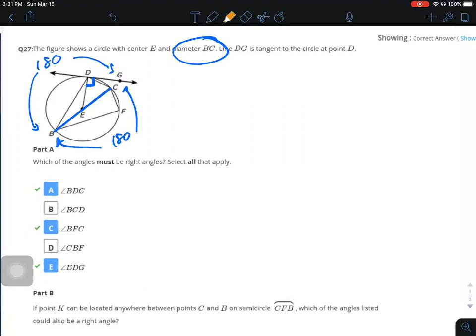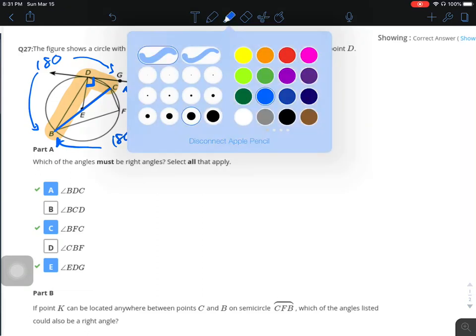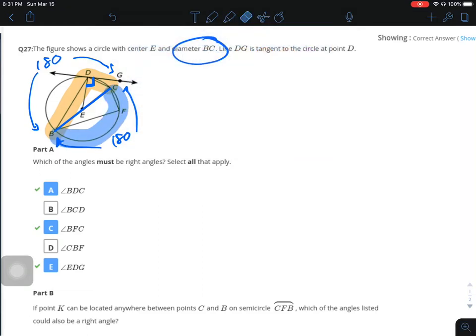BDC. The reason it has to be a right angle is because that makes a semicircle over here. An inscribed angle is half of that. Half of 180 is 90. So check. Angle BCD is the next one.